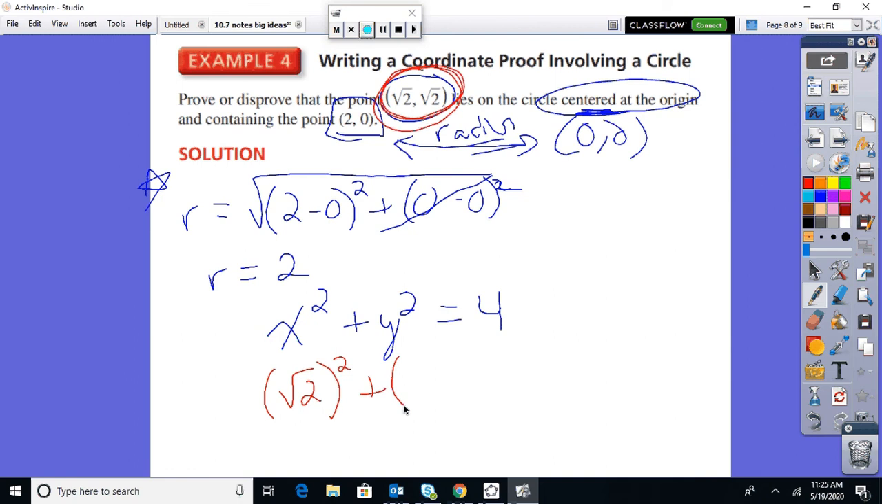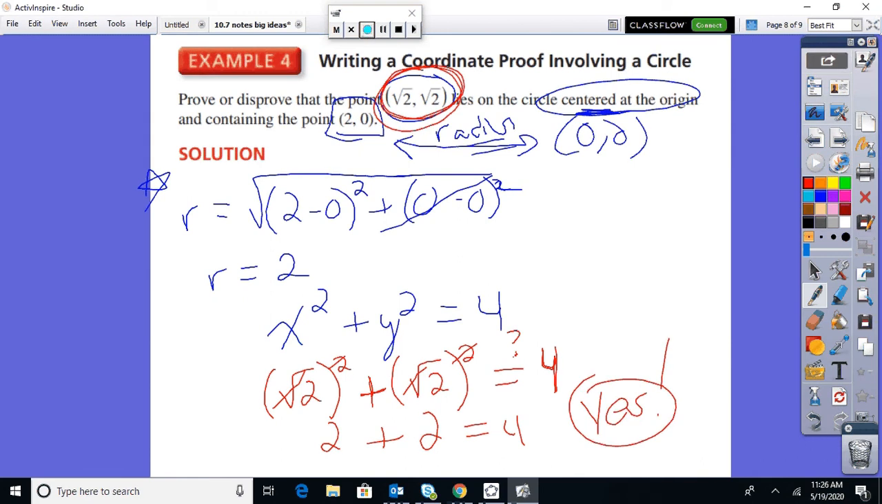This is just like when you're checking if a point's on a line: you plug in your x and y and see if it equals. And then the y value is also the square root of 2, so plug it in. Now you're checking to see if that equals 4. If it does, then you know it lies on the circle. So the square root and the square cancel out. 2 plus 2, yes, it equals 4. So yes, it lies on the circle. All right, back that up and watch it again. If it didn't make sense, try the last problem, pause it, and we'll wrap it up.